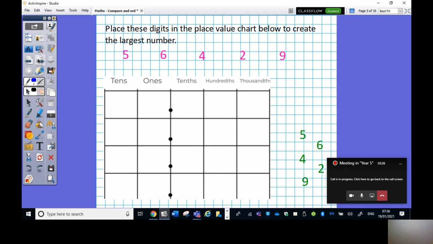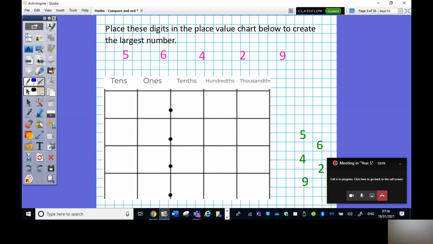What about the relationship between the tenths and the hundredths? Yes, the tenths is 10 times greater than the hundredths. Can you tell me the relationship between the ones and the tenths? Absolutely, yeah, you're seeing that pattern. It's 10 times greater, and finally the tens to the ones. Good, 10 times greater. The tens are 10 times greater than the ones. So what we're going to do is place these numbers in our chart.